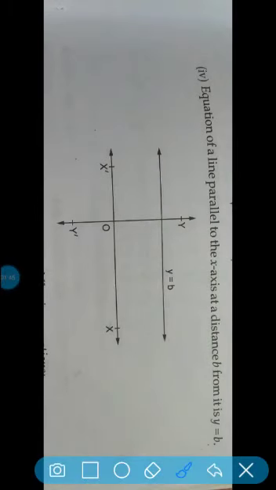Now we will draw a line parallel to the x-axis. Here we have to draw a line parallel to the x-axis at some distance b. But from where? This is our x-axis, this is our y-axis. So somewhere our b is here. So this is the line parallel to what? Parallel to the x-axis. Is that okay?